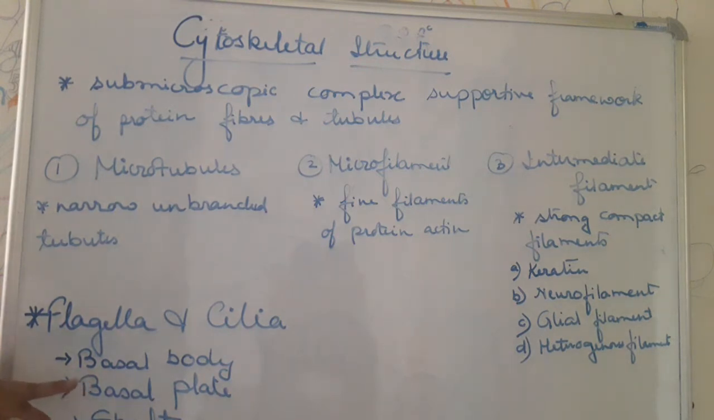Basal body, it is also known as kinetosome or the blepharoplast, okay, which is embedded within the cytoplasm just immediately next to the plasma membrane. And they are actually microcylindrical structures similar to centrioles with 9 fibrils, okay, which are present towards the periphery, without the central fibril.